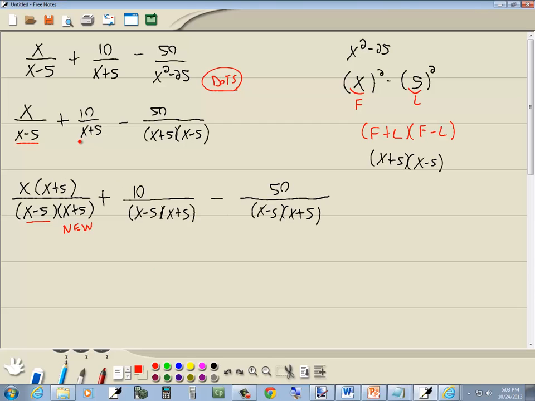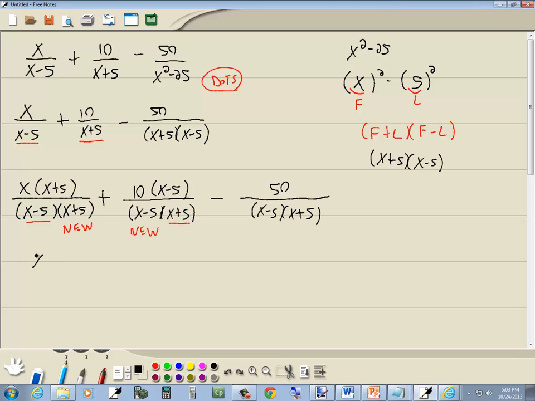For our second fraction, we had an x plus 5. That x plus 5 is still there. The new item down below is x minus 5. So whatever new item you put down here, you have to put up on top. The mathematical rule behind that is whatever you multiply by the denominator, you have to multiply by the numerator. Whatever you multiply by the bottom, you have to multiply by the top.